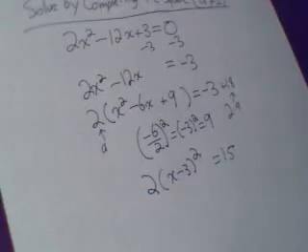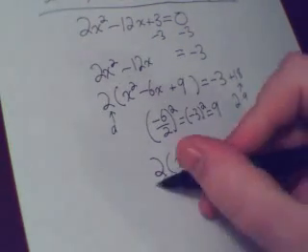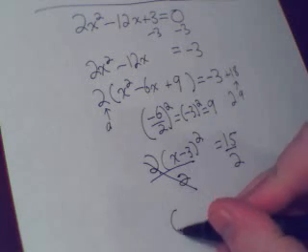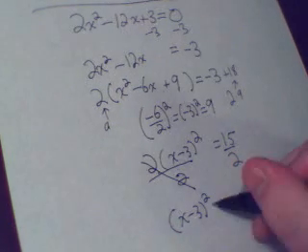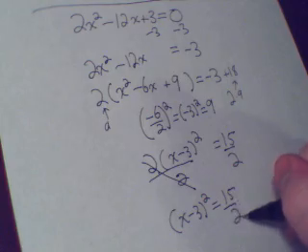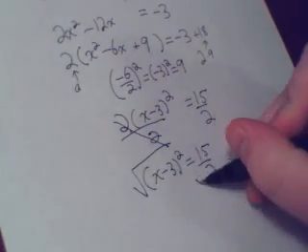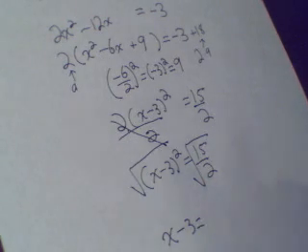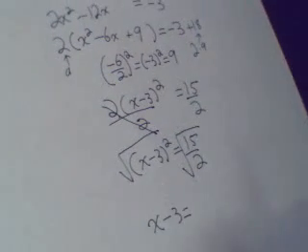Now normally the next step would be to take the square root of both sides, but I have this 2 over here. So the first thing I'll do is divide both sides by 2. Cancels out, and I get that. So now I can actually take the square root of both sides. So here I get x minus 3 equals plus or minus square root of 15 over 2. Looks intimidating. It's not that bad.